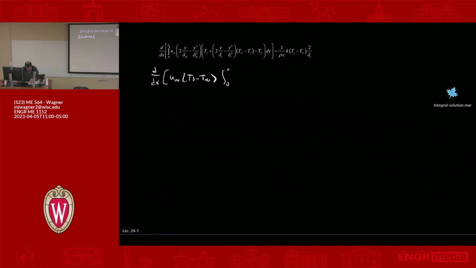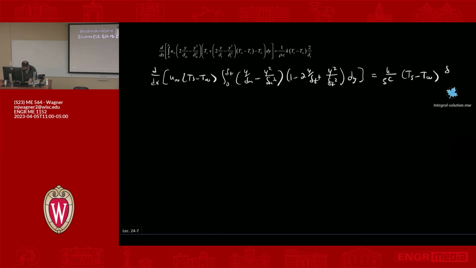So rewriting this a little, d dx of u infinity times T s minus T infinity, just pulling out some constants. Now from 0 to delta t of the velocity profile, which is y over delta m minus y squared over delta m squared, times 1 minus 2y over delta t plus y squared over delta t squared, dy, is equal to k over rho c times T s minus T infinity times 2 over delta t. Okay, so just rewriting it that way.